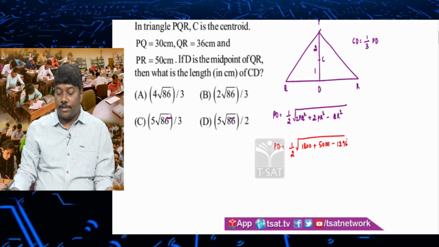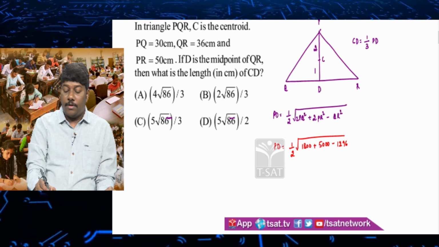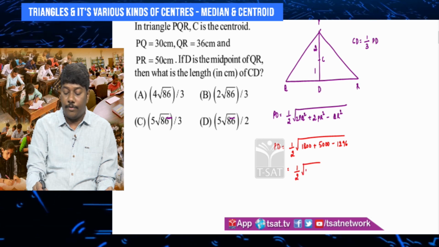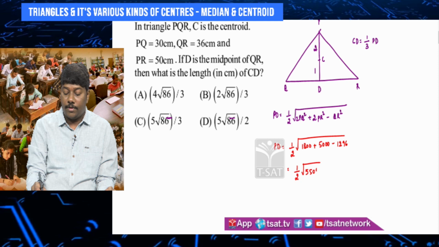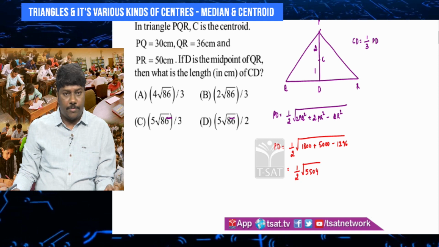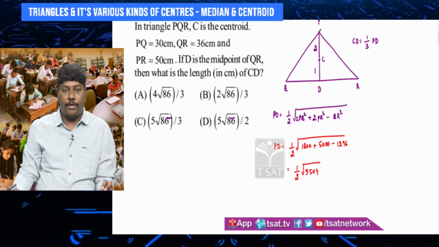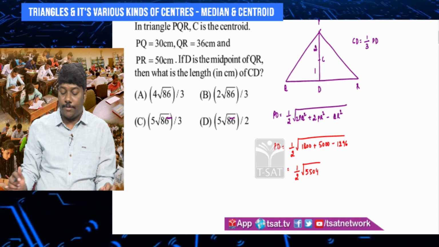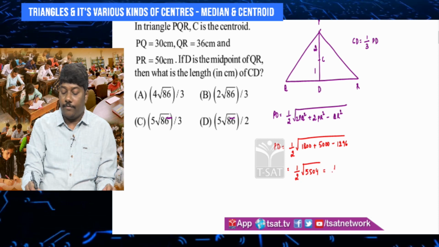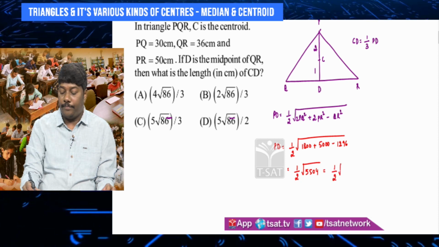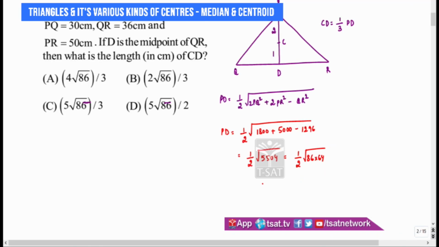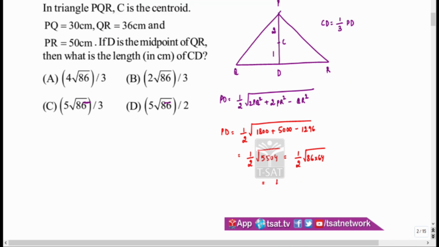1800 minus 1296 is 504. Half of under root of 5000 plus 504 gives you 5504. If you observe all the options, there is root 86 common, therefore you can say 5504 is definitely divisible by 86. If you factorize 5504, it comes out to be 86 into 64. Root of 64 will be 8. 8 by 2 is going to be 4 root of 86.